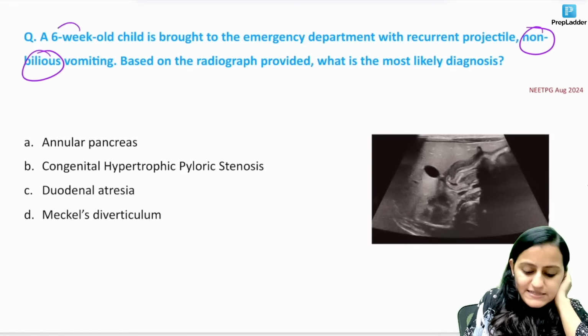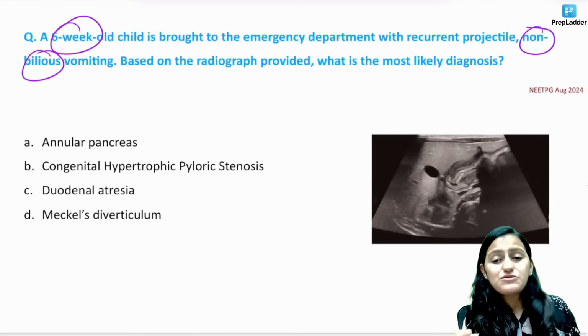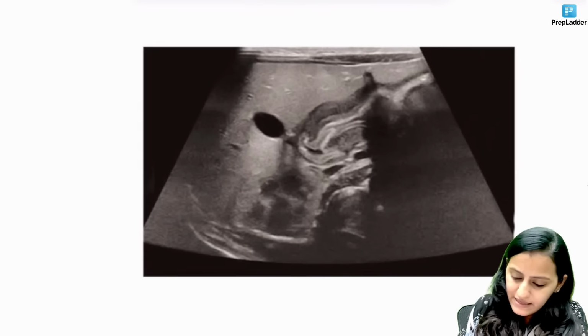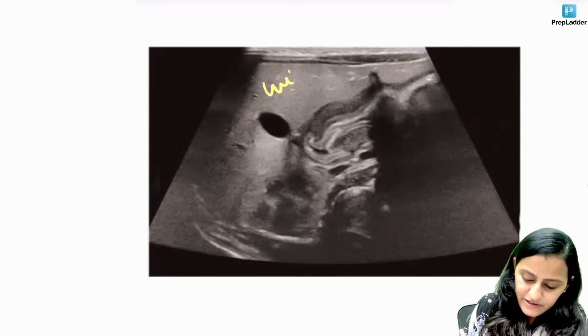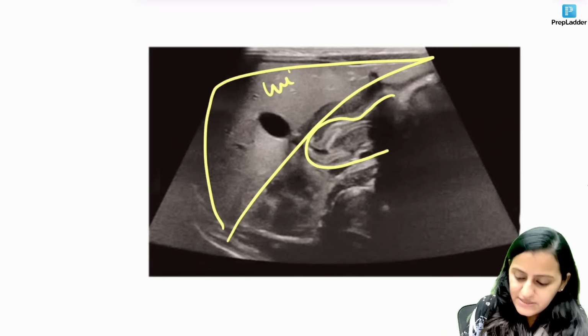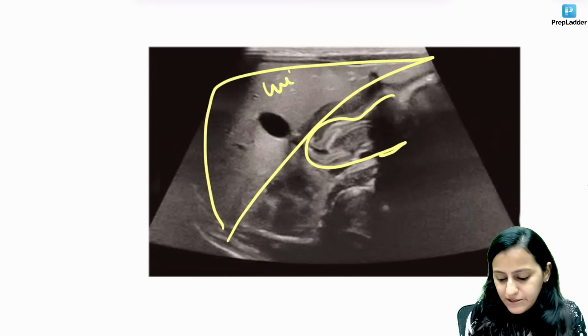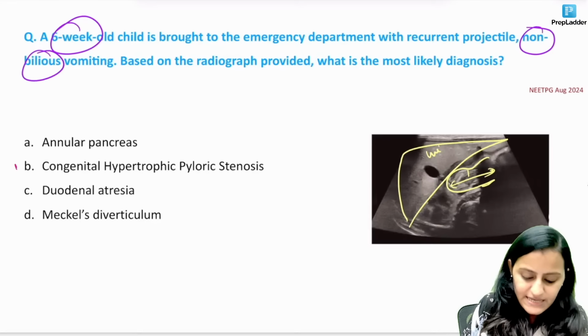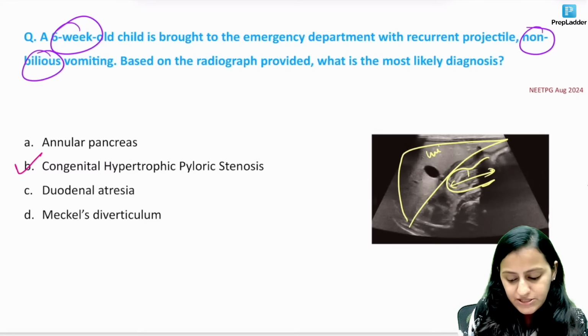Non-bilious vomiting in a 6 weeks old child itself tells you that you are thinking of pyloric stenosis, hypertrophic one. And look at the image orientation. This is the liver here that you are seeing, right? And this is the part of the pylorus. This is the stomach part pylorus that you are seeing, which is elongated and thickened. So this is congenital hypertrophic pyloric stenosis.